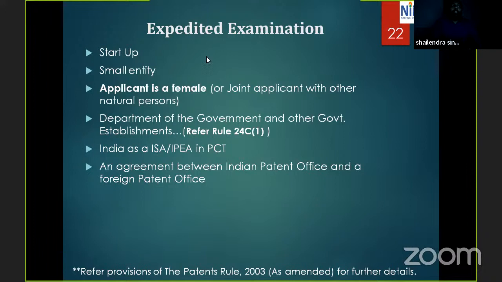So for getting eligible for this expedited examination, these are the criteria. Either you need to be a startup or small entity, or any of the applicants in the application should be a female, or you are a government organization, or you have chosen India as an ISA or IPEA in the PCT. Now I will explain this fifth point in the next upcoming slides. So if you fall under these categories, you can file for the expedited examination. If not, then this thing becomes possible for anyone.